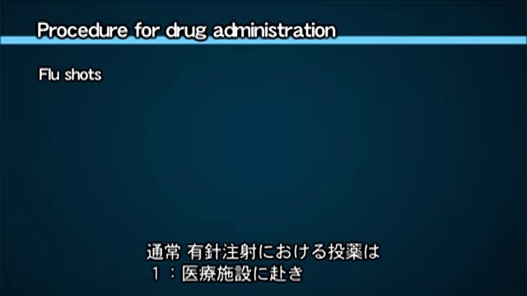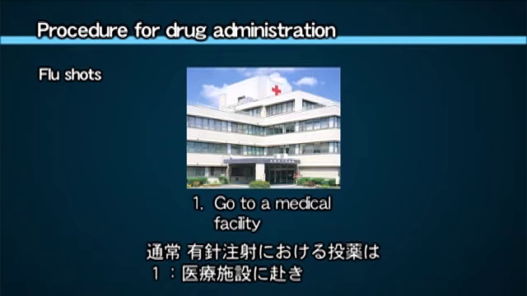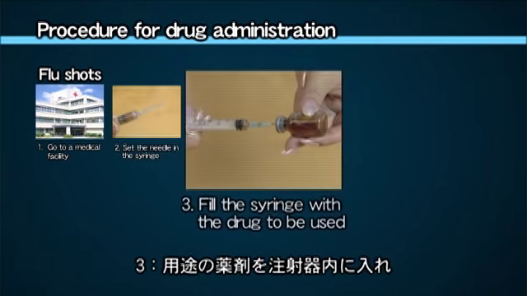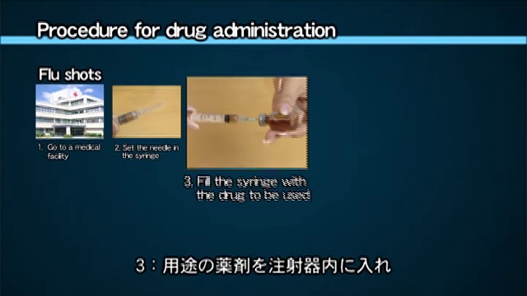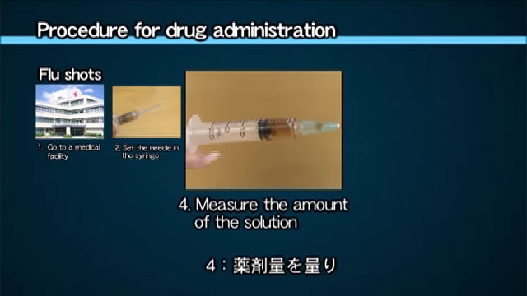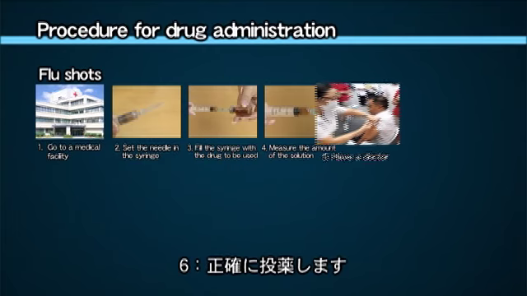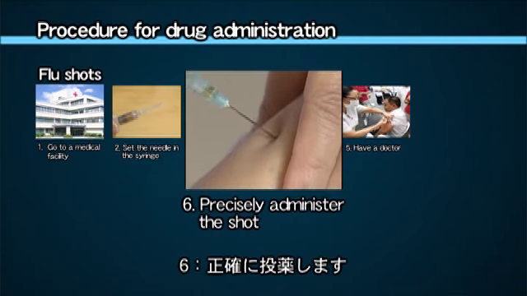Usually, drug delivery involves 1. Going to a medical facility, 2. Setting the needle in the syringe, 3. Filling the syringe with the drug to be used, 4. Measuring the amount of the solution, and 5. Having a doctor, 6. Precisely administer the shot.